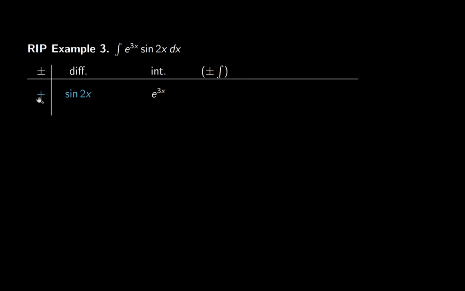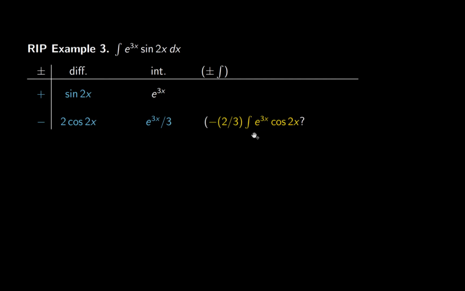Now notice that the product of 1 times sine of 2x times e to the 3x gives me the original integrand. In other words, the top row represents the original integral, and I don't even need to put that down here in the 4th column. First iteration of row integration by parts, we alternate plus minus signs, differentiate sine of 2x, integrate e to the 3x, and take the product of what we get. So negative 1 times 2 cosine 2x times e to the 3x over 3.